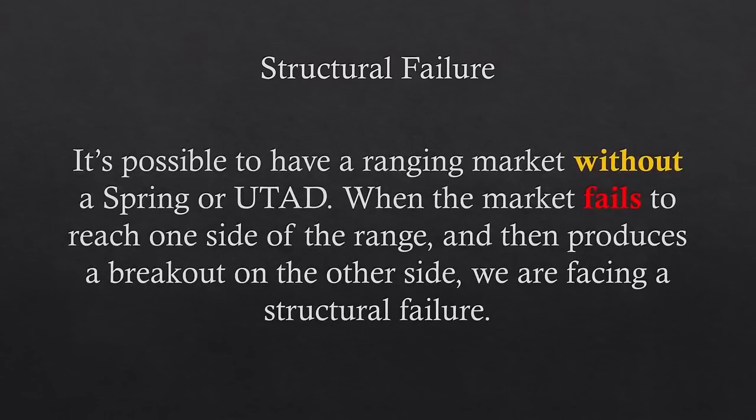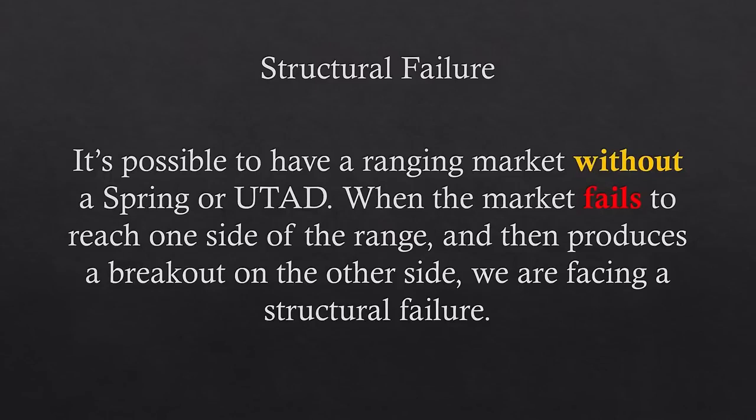The absence of a spring or upthrust after distribution is possible, and in this case, the situation is called structural failure. The rationale here is simple. Once we identify two limits of a ranging market, and at some point price fails to reach one of them, and then produces a breakout and confirmation in the other direction, we are facing a structural failure. Note that this structural failure can happen in sloping structures as well.